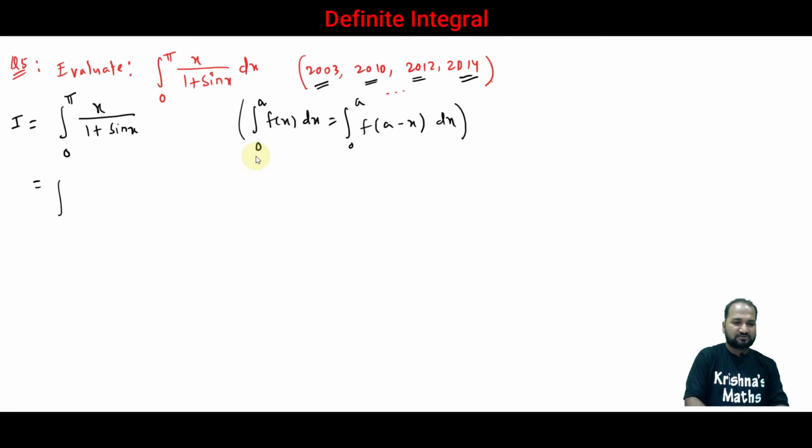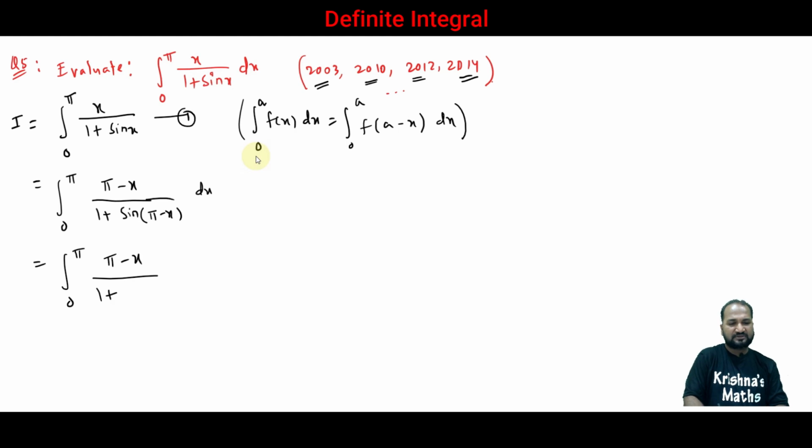Use it now. So this is integration 0 to pi, x will be replaced by pi minus x divided by 1 plus sine of x replaced by pi minus x. Let us consider this as equation 1. Now this is integration 0 to pi, numerator is pi minus x and denominator is 1 plus sine pi minus x, which will be sine x. This is equation number 2. Now adding 1 and 2. Why? Because they both have the same denominator. If two denominators are the same, add them, it will be beneficial.